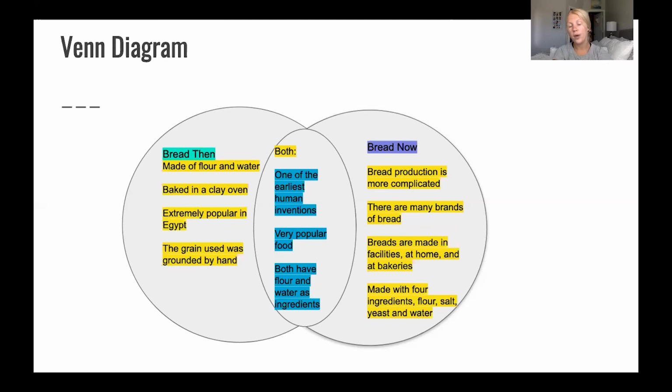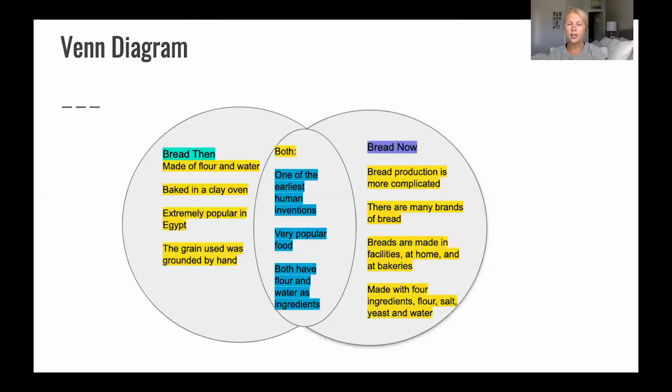Now let's go over to bread now. Bread production now is more complicated. There are many brands of bread. Breads are made in facilities, at home, and at bakeries. So bread then was not made in facilities, and today it is made in facilities and distributed to different stores in the United States. That's where we get our bread for sandwiches and stuff like that. It is made of 4 main ingredients, which are flour, salt, yeast, and water.